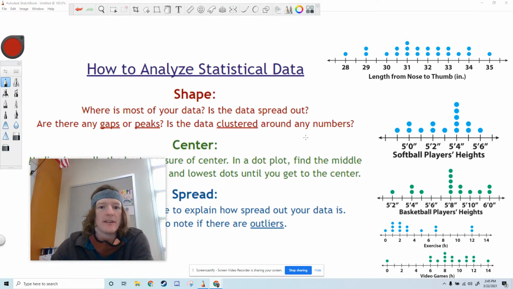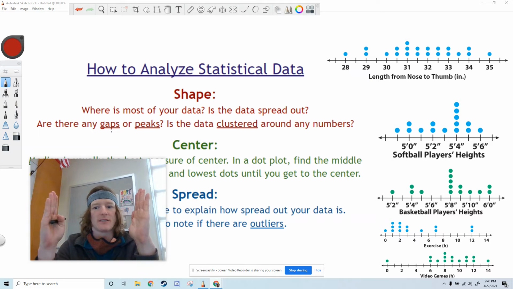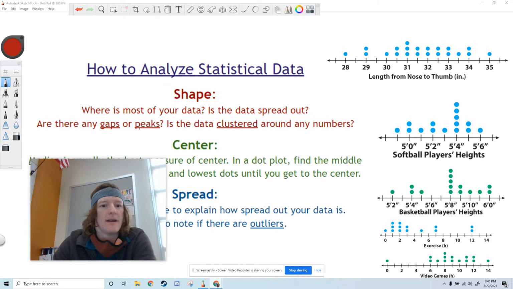Now, I underlined three more words under shape that are going to be sort of like new vocab words, but you probably know what at least some of these words mean, like gaps. Well, that's where there's a big space. There's a gap in between some data. A peak, that's a high point, like a mountain peak. And then a cluster is like a close group of data.